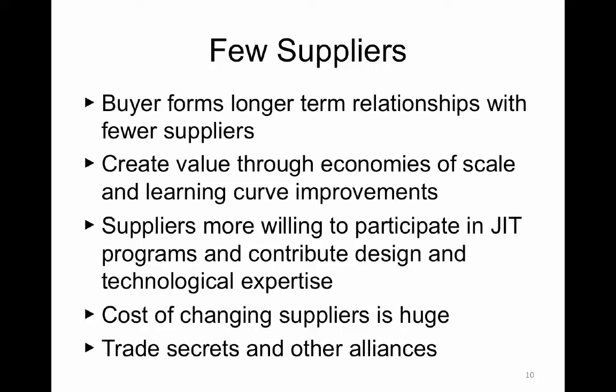And then you tend to work with the supplier. So learning curve improvements, trading secrets, you're almost in a partnership when you have just a few suppliers. Again, the cost of changing these suppliers is huge because you don't have that many. Maybe you only have one. If something happens to that one supplier, it's really going to affect you. And again, you've invested so much time into building up this supplier, building up the relationship, that with a loss of that supplier, you'd have to spend a lot of time building up a new supplier.